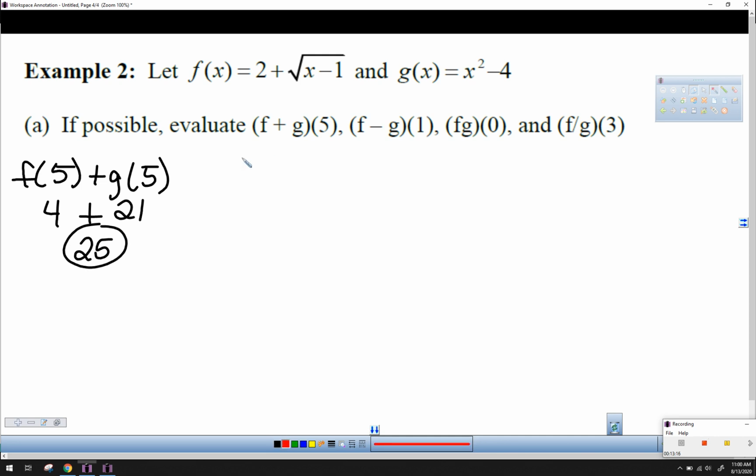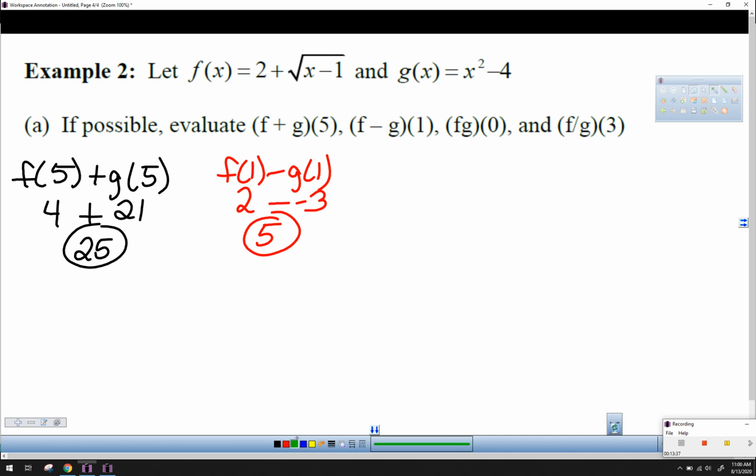All right, for f minus g of 1, that would be f of 1 minus g of 1. f of 1, 1 minus 1 is 0, the square root of 0 is 0, 0 plus 2 is 2. g of 1, 1 squared is 1, 1 minus 4 is -3, so you get 2 minus -3, so that would be 5.